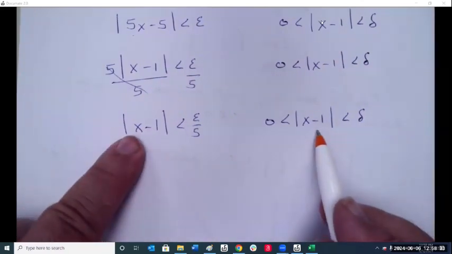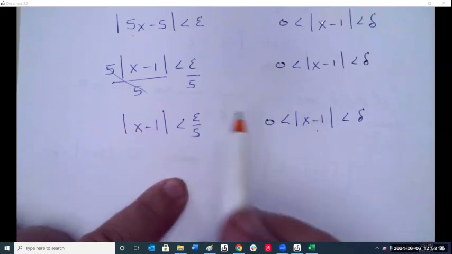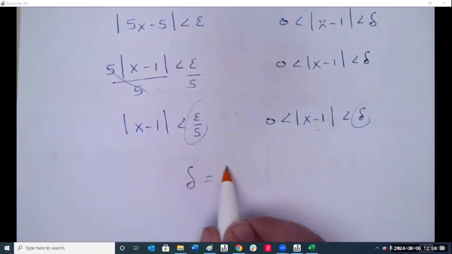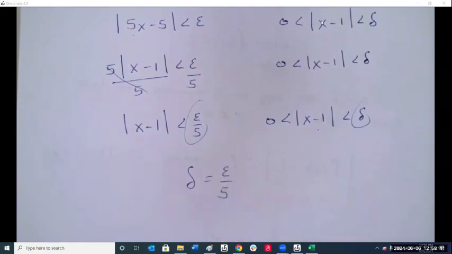So since those are equal, now we compare these two. That means delta is equal to epsilon over 5. And that's our proof.